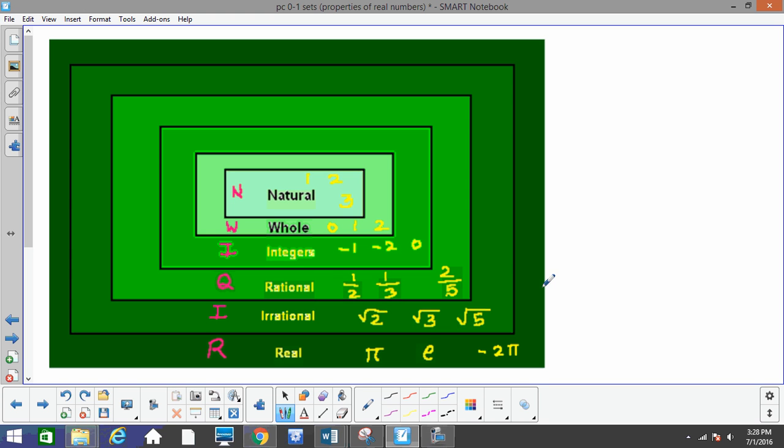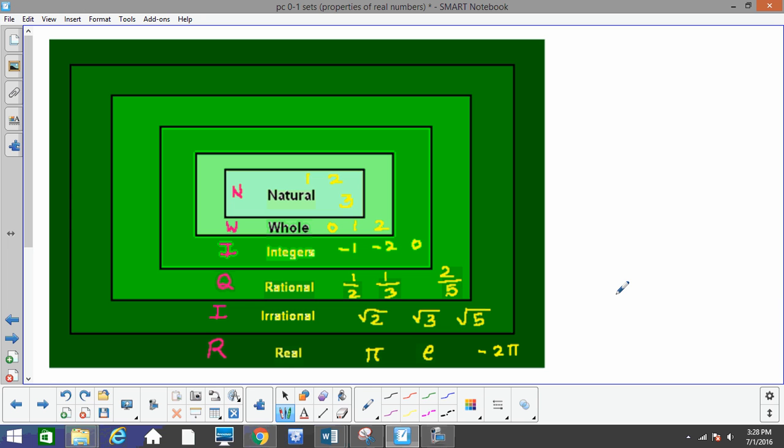Rational numbers. A rational number is anything that can be expressed as a fraction. An irrational number is a number that goes on forever and ever and doesn't repeat. So 1/3 goes on forever and ever, but it repeats a pattern. Radical 2 goes on forever and ever, and it does not have a pattern. Some other irrational numbers are pi and e, but those are also real numbers.